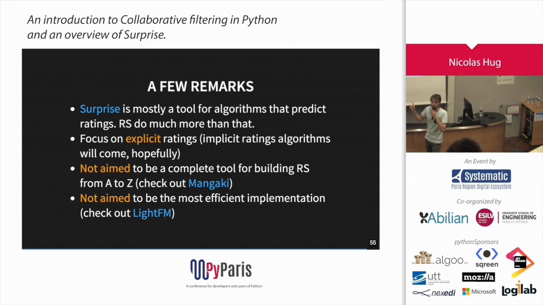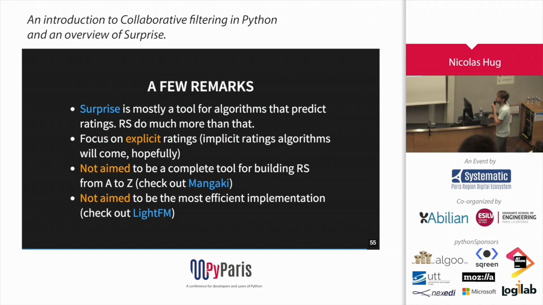Surprise was aimed to be as easy to use as possible. I tried to make really great documentation to avoid frustration. It's not aimed to be the most efficient implementation, okay? So I'm not saying it's slow, I'm just saying it's not the best implementation. So there are other libraries that do this job well.